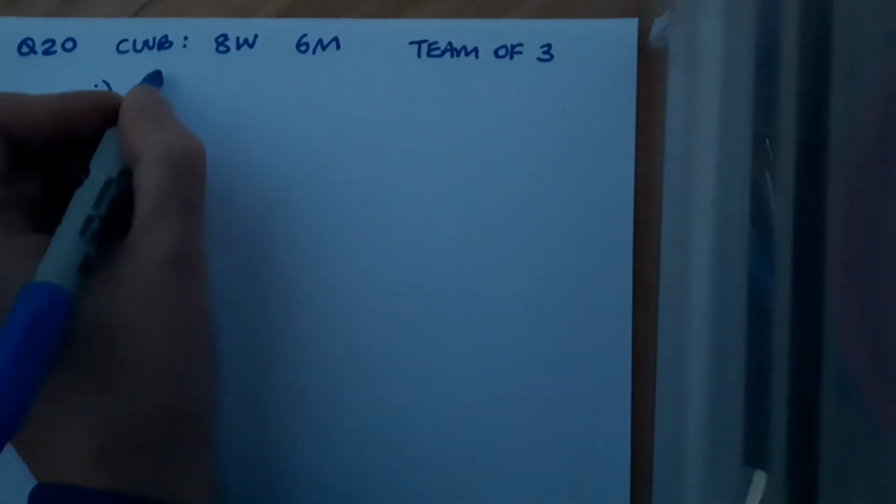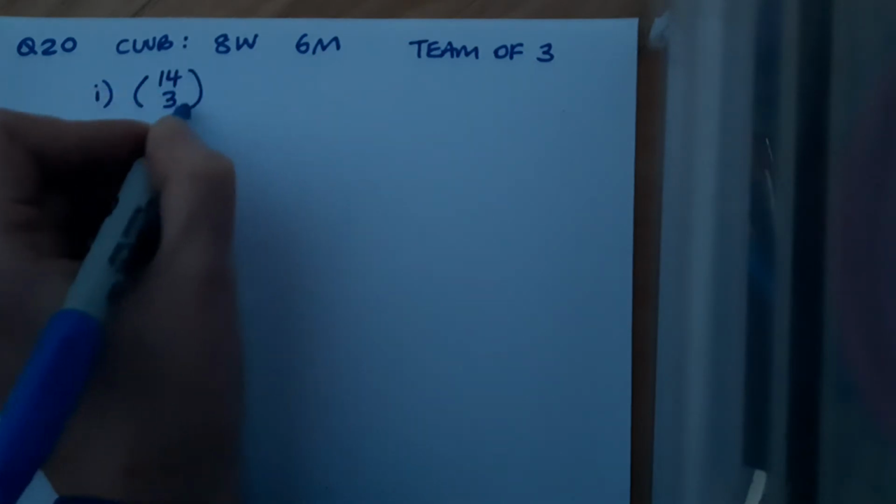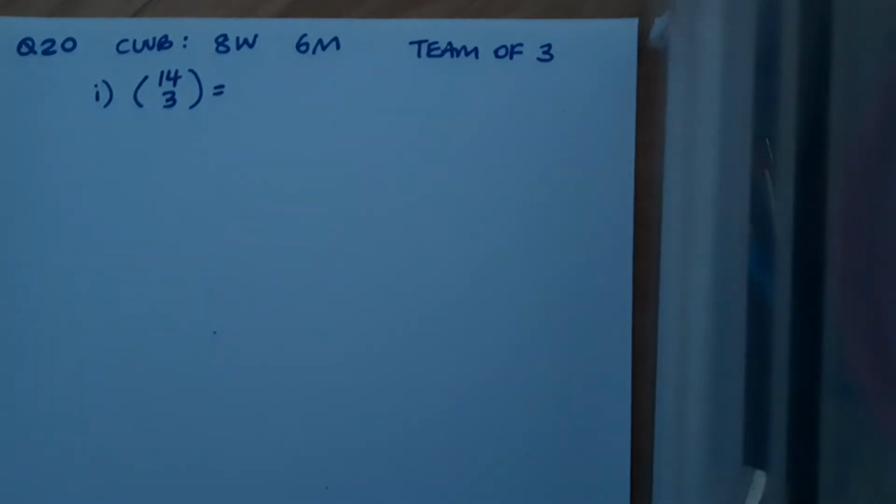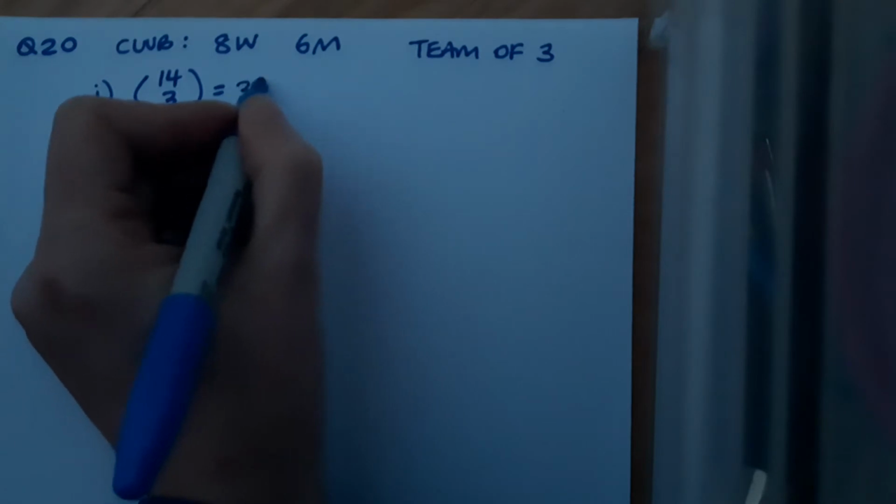In question 20, we've got a club that has 8 women and 6 men as members, and we have to pick a team of 3. In the first part of the question, there's no restrictions. So it's just going to be 14, because there are 14 people, choose 3. When I work that out, I get an answer of 364.